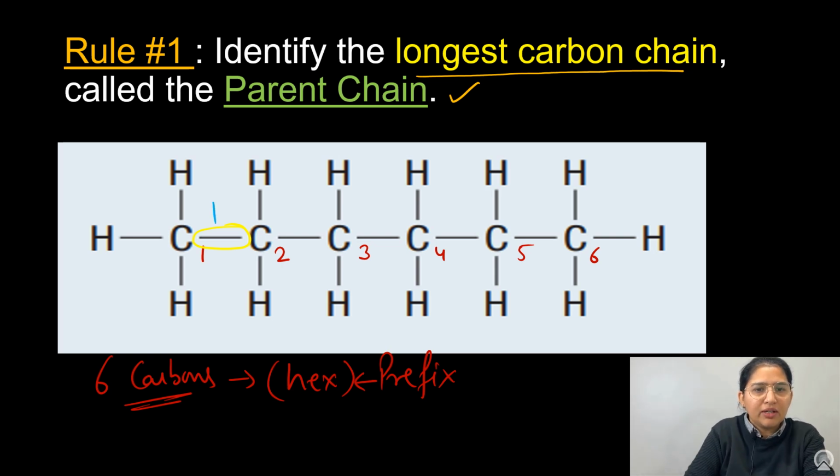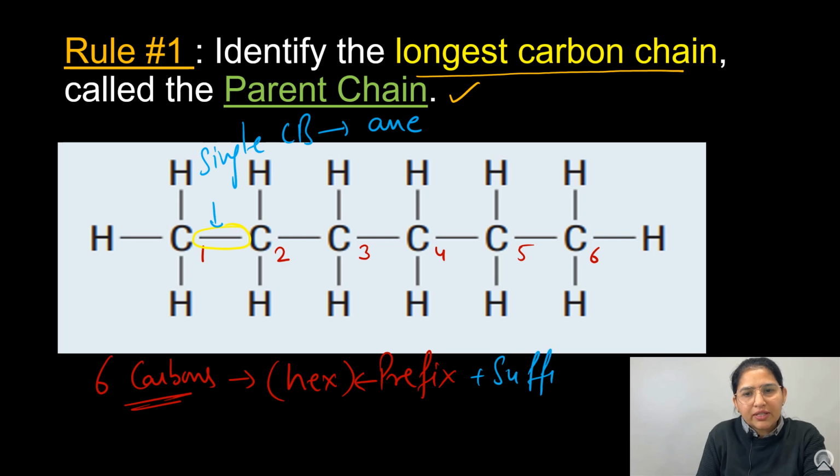Let me change the color. What type of covalent bond do they have? They have a single covalent bond, and we know a single covalent bond is written by "-ane". So what is going to be its suffix? Its suffix is going to be "-ane". Now if I write them together, hex plus "-ane", what is it going to be? It's going to be hexane.